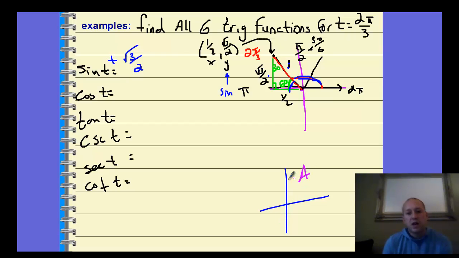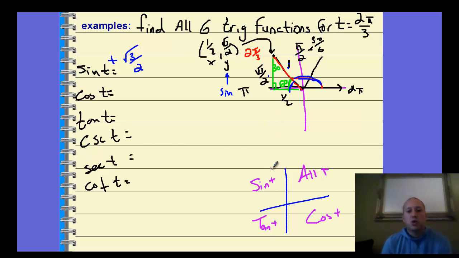So the saying is "All Students Take Calc." What this is saying is that this is where each function is positive. So the sine is positive in this quadrant, the cosine is positive in this quadrant, the tangent is positive in this quadrant, and all of them are positive in this quadrant. The other spots are going to be negative. So where your point is should tell you which of these 6 trig functions are going to be positive and negative. So when you write these, be careful about which ones are positive and negative.